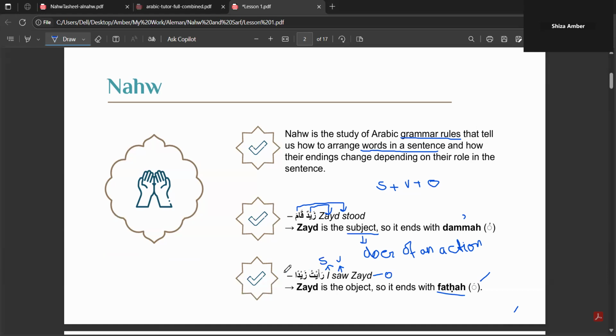So you can see ra'aytu zaidin. You can see a fatha over here, right? So if there's a fatha at the ending of the word, then that word will be the object. But if this word has a dhamma, then that word will become a subject. Are we following this? Is it clear? I didn't understand that much. Can you just correct me if I'm wrong? So there's a dhamma if the word is a subject. Yes. There's a fatha if the word is an object. Exactly. Perfect. So these are the two identifications that you need to remember, okay?